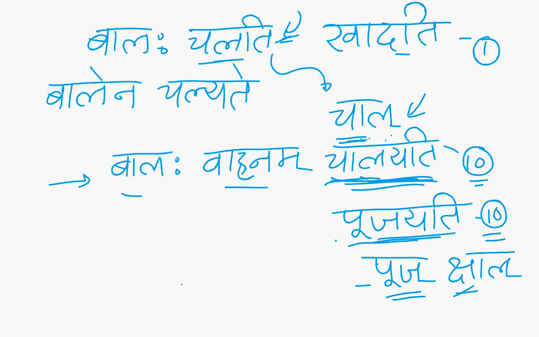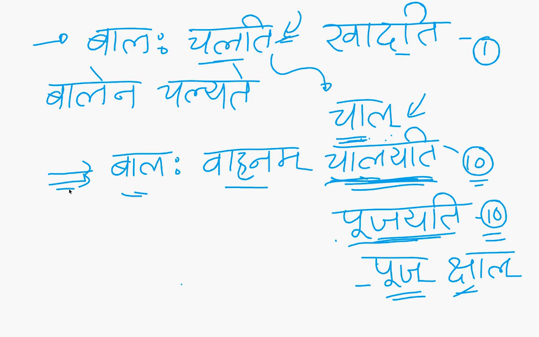So balaha vahanam chalayati, bala is not moving. Bala is making vahana to move. Okay? In the balaha chalati, what is the kartrupadam? Bala. In the balaha vahanam chalayati, what is the kartrupadam? Balaha. Balaha is a kartrupadam. Why? Because Bala is doing the action. What action? Chalayati. Yeah, chalayati means making something to move.